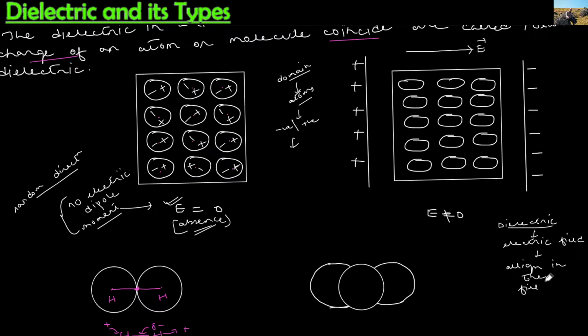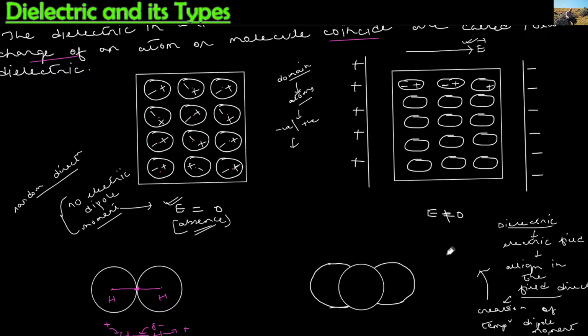Now, when they align in the direction of our applied electric field, there will be a creation of these temporary dipoles, or temporary dipole moments. This means that the positive charge will be in the direction of the applied field, and the negative charge will be in the direction which is opposite to the field.